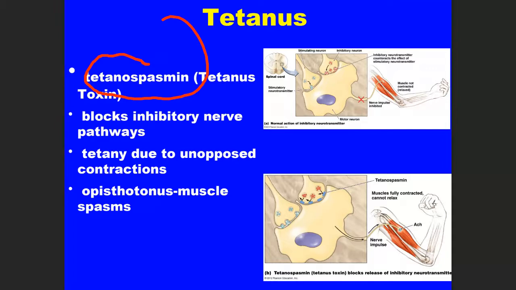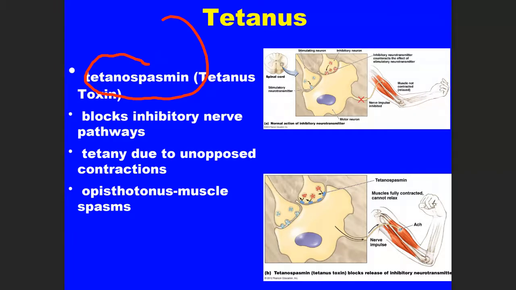So again, normally, if you're contracting a muscle on one side of the body, you have a neuron coming from your brain that tells that muscle to send an action potential to contract. But on the other side, you have another neuron telling the muscles on the other side to not generate an action potential and to not contract. Well, the tetanospasmin toxin tells the nerve on the other side of the body to start sending out excitatory signals, resulting in contraction of the muscle on the opposite side. And this is what results in unopposed contractions of muscles on both sides of the body.